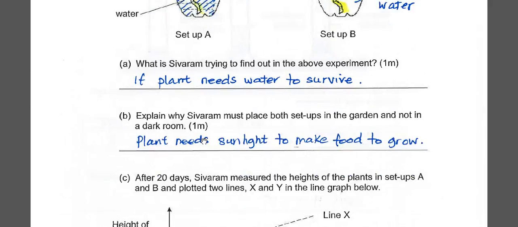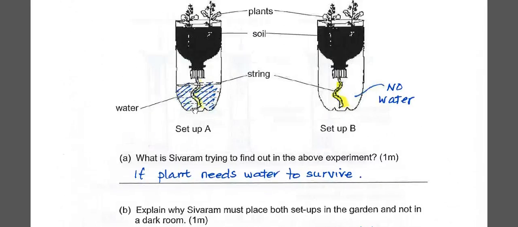Now, explain why Sivaram must place both setups in the garden and not in the dark room. Now, to make this experiment successful, you must give air, food, and water. Now, food, it will make by itself, right? So you have to provide sunlight for both, so that both can start living, making use of water, producing food, and continue to grow. The test is on water, so please allow light to come in, right?